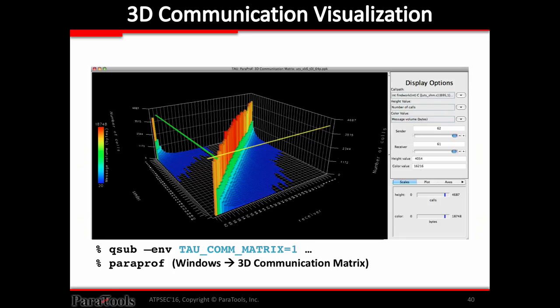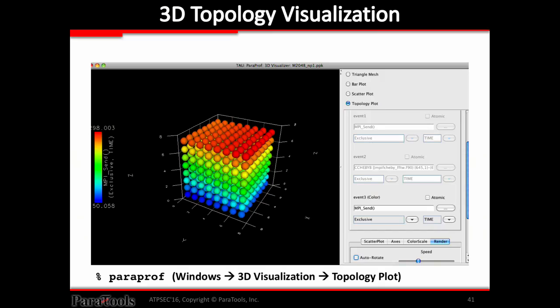Also, because we track when messages are sent or received, we can build communication matrices. If we do a 3D view of the communication matrix, it looks a little bit like this. We can do topology visualization.